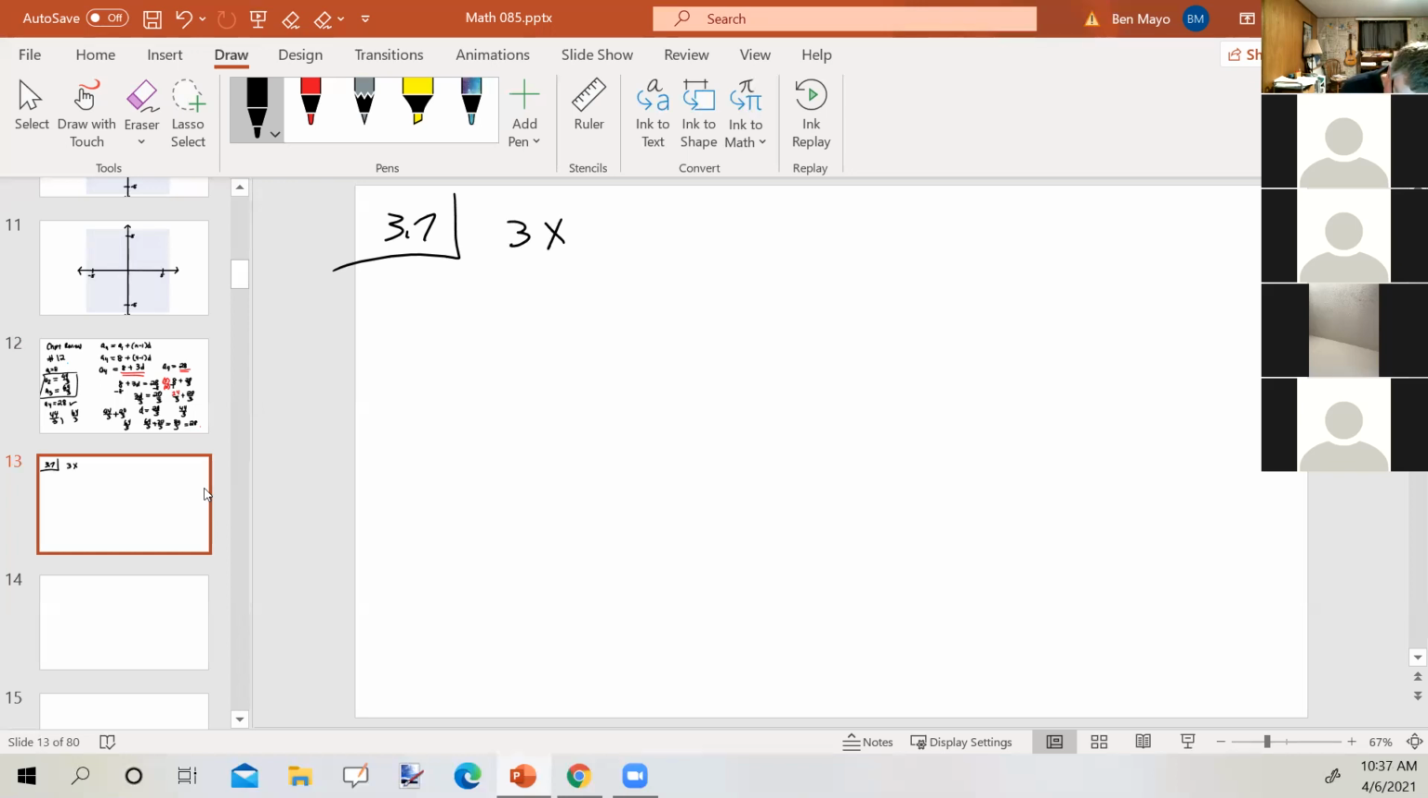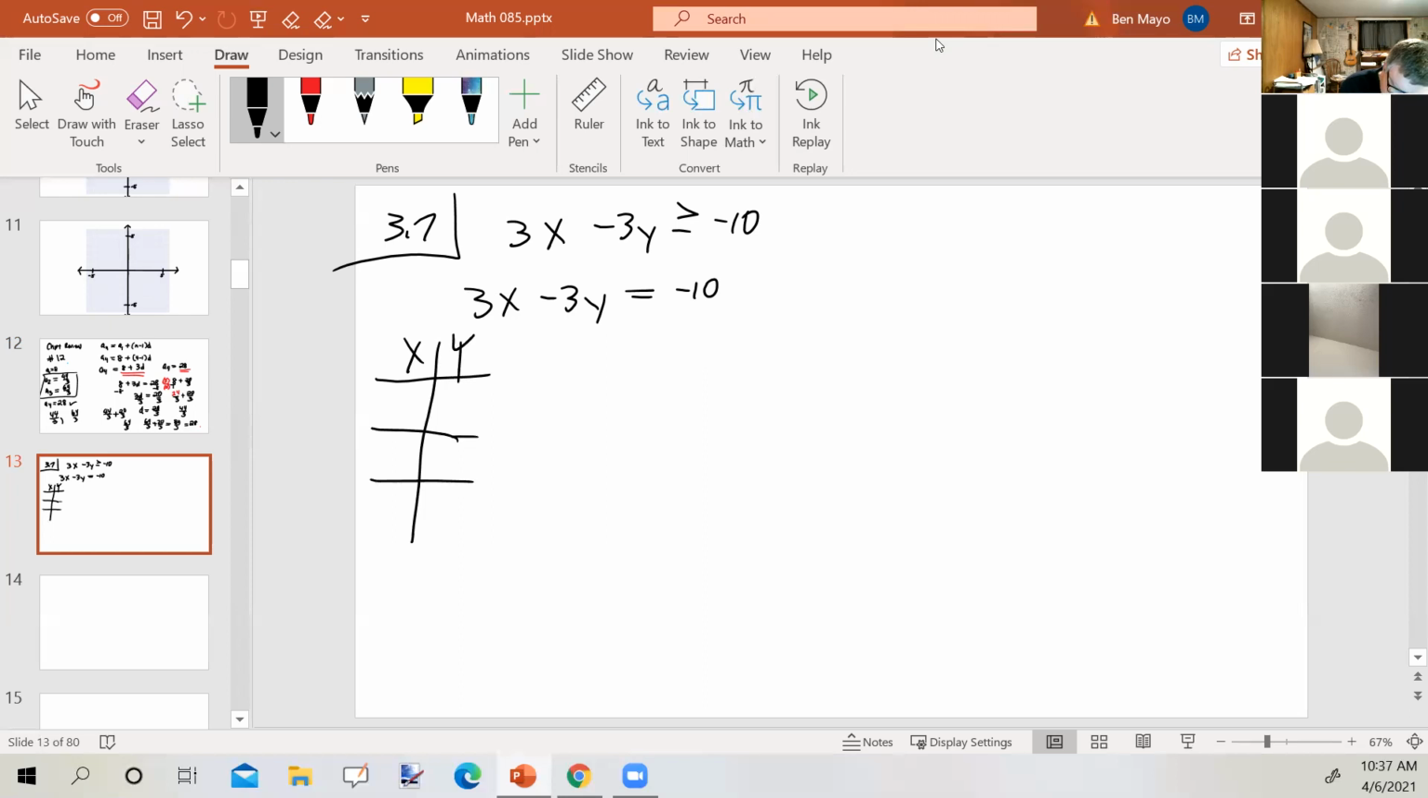3x minus 3y greater than or equal to -10. Okay. So I'm going to consider the equation 3x minus 3y equals -10. I'm going to make a table, find some ordered pairs. Let's see. I think I'll find the intercepts and see if that works okay for us.